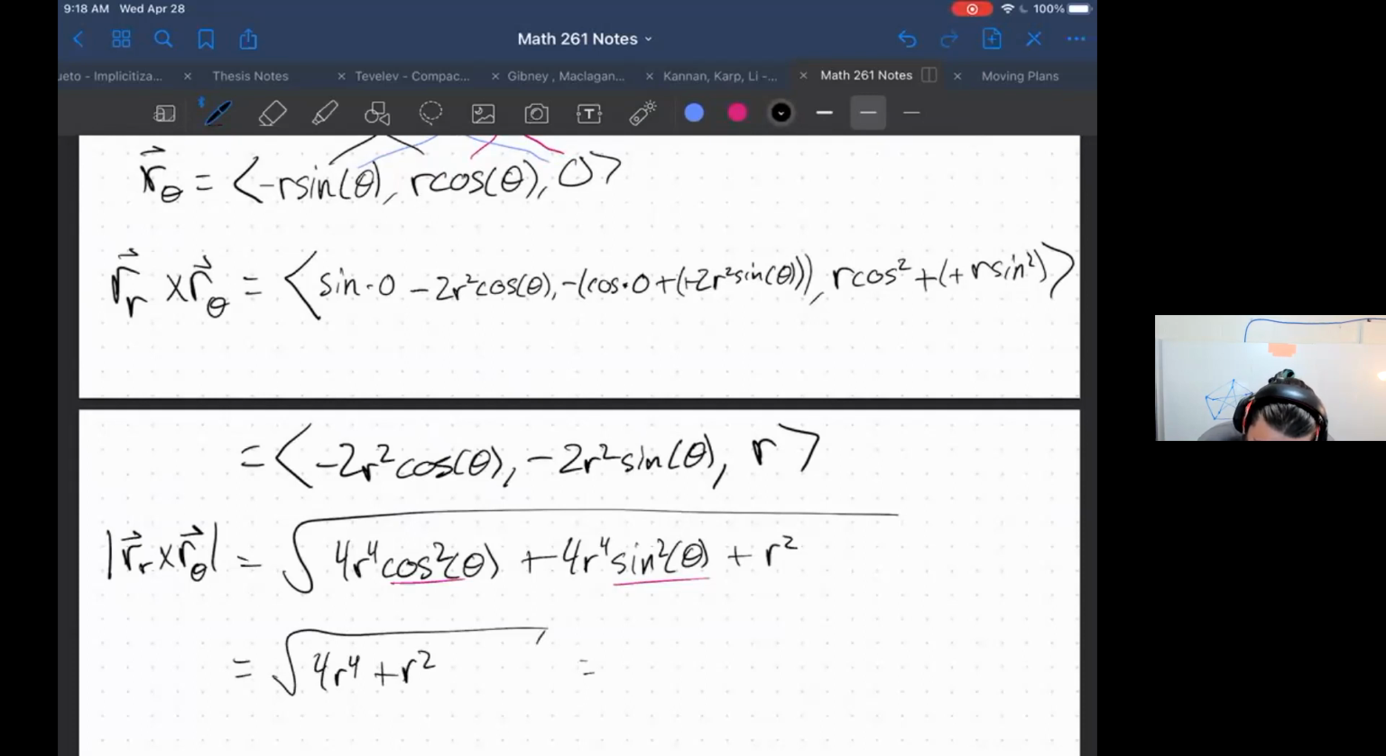We do a bit more factoring here if we wanted to. We could factor out to get something like r times the square root of 4r squared plus 1. You could factor out a 4 out of all these things, but keeping as few fractions as possible is kind of nice. So this is one form of it. You don't have to factor out this extra r. You can just leave it as the previous form. That's fine. I'm not going to deduct points or anything like that. So this is fine.